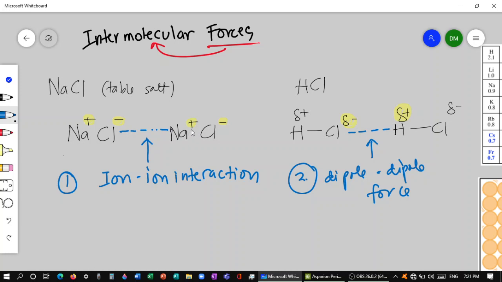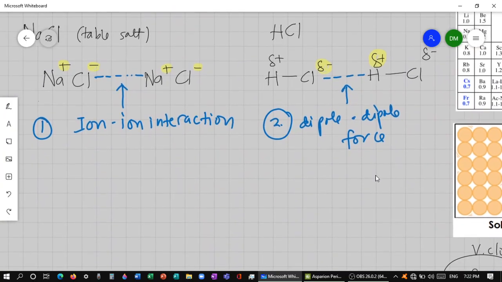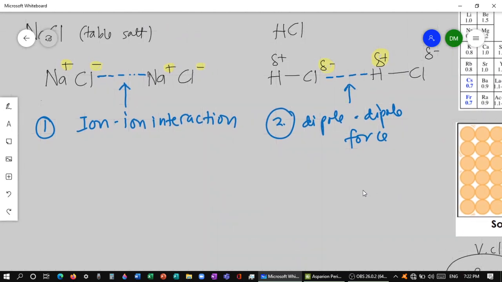So again, there's a full charge when there is an actual transfer of electrons. In this case, there are partial charges because there is an unequal sharing of electrons. So we can say that this one is much stronger because it involves full charge, compared to this one, which only involves partial charges between molecules. Again, those are the first two intermolecular forces, the ion-ion interaction and the dipole-dipole force.